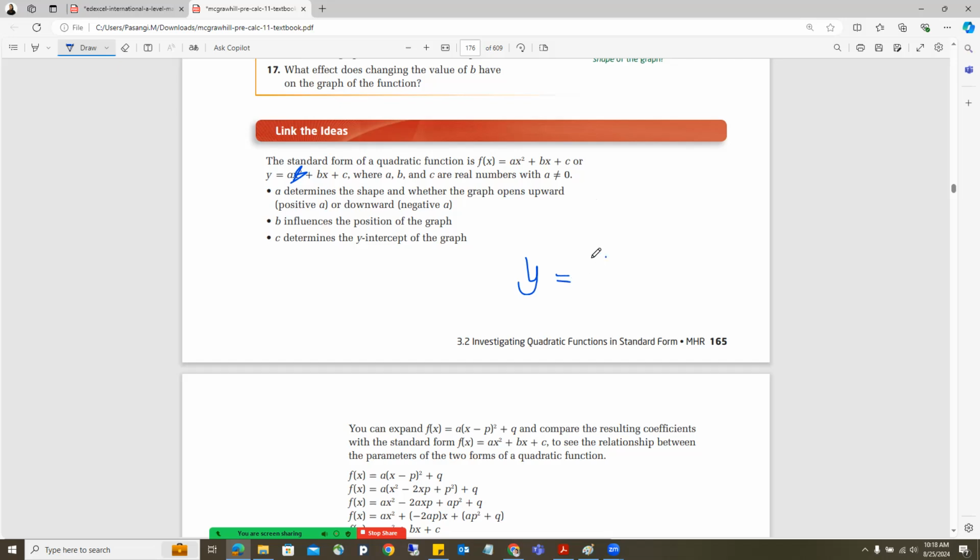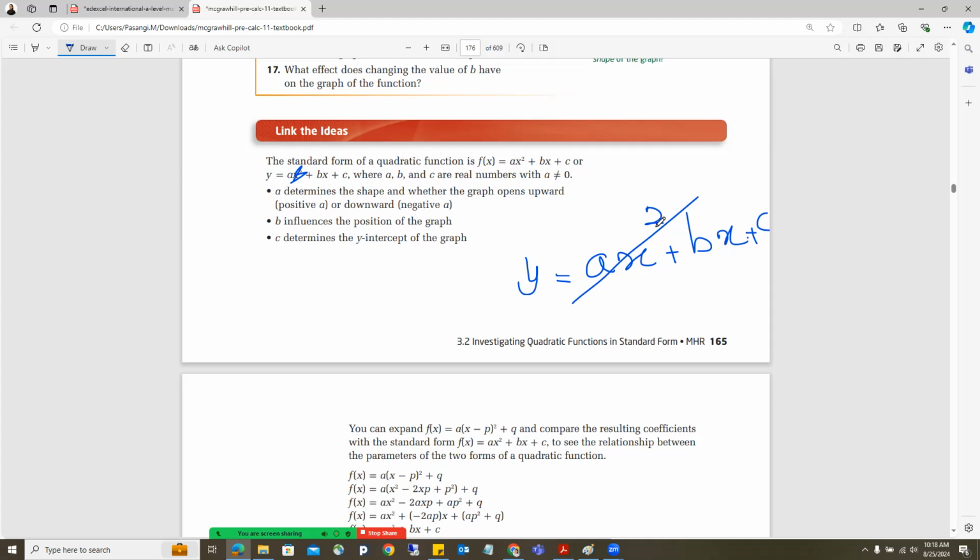y equals ax squared plus bx plus c. So this value a should not equal 0. If it equals 0, what will happen? a equals 0 means there's no x squared term. Then this entire equation is converted to a linear equation. It's not a quadratic one.